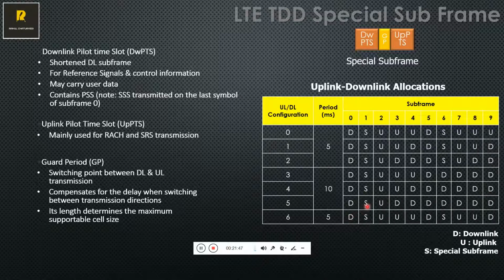So S is the special subframe that always comes after downlink and before uplink, because as you can have a look, downlink pilots and uplink pilots, then only you will have the guard period, not after the uplink to downlink. So these are the different formats.